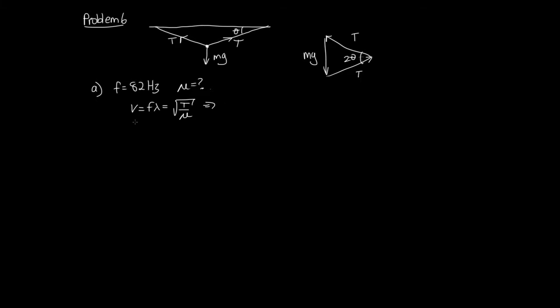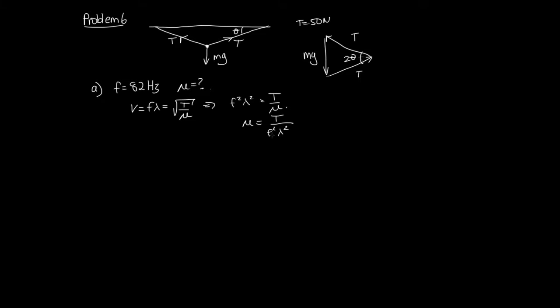Okay, so let's start by squaring both sides. So we've got f squared lambda squared is equal to the tension over the mass per unit length. And then if we multiply this side by mu and this side by mu to remove it from the bottom and divide by f squared lambda squared, we end up with mu is equal to T over f squared lambda squared. Okay, so now we've got this equation. Now we know what T is. We were told in the question, I should have written it down up here. T is 50 newtons, so we know that one.